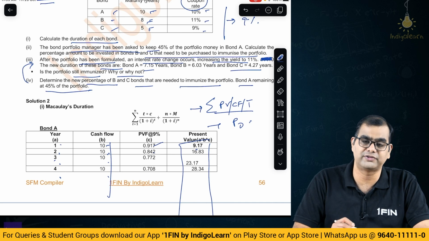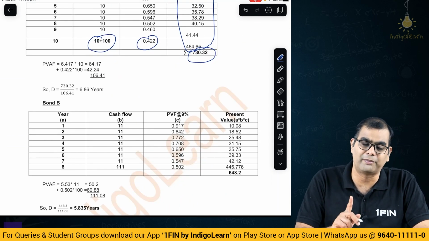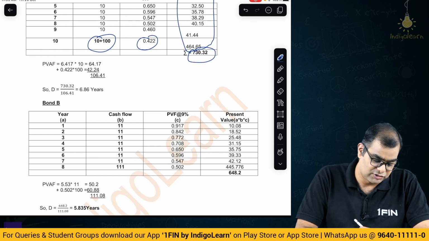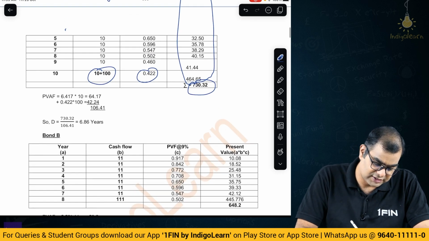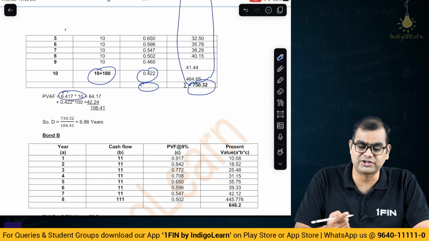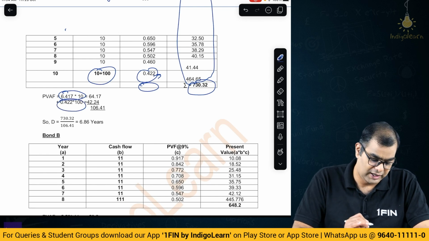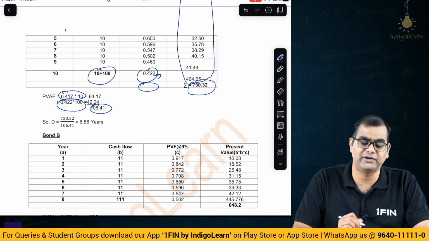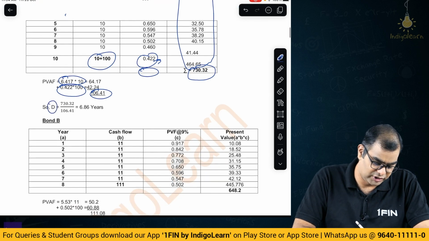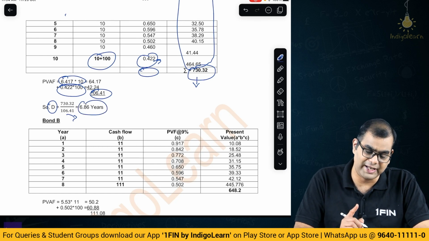Then you also have to get the denominator, which is the price. What is the price? Because face value is 100 and yield has come down, price will go up. It will go up above 100. So what is the price? Price is the sum of all these present value factors multiplied by 10, because each year the coupon flow is 10, plus the last year's present value factor multiplied by 100. So you get price as 106.41. So the duration is the numerator 730 divided by 106, you get 6.86 years. So you get the duration of bond A as 6.86.